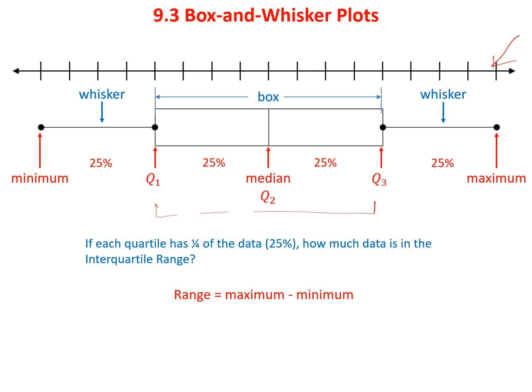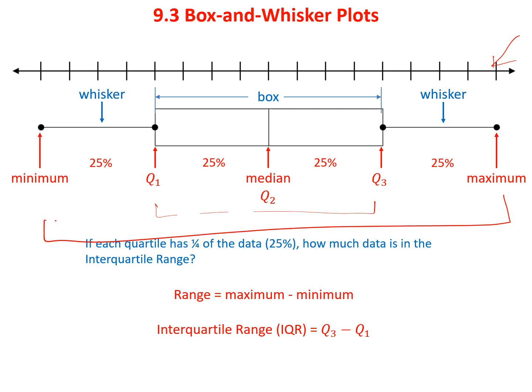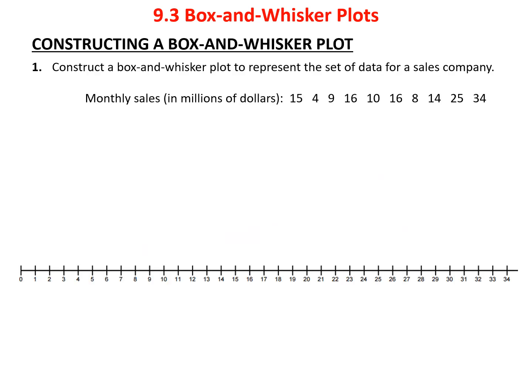The range is the maximum minus the minimum. It's how far is it from here to here. And then, of course, the interquartile range is how far is it from here to here. So those are 2 different ranges we have. The regular range, the biggest data minus the smallest data. The interquartile range is that between the quartiles. So let's work an example.